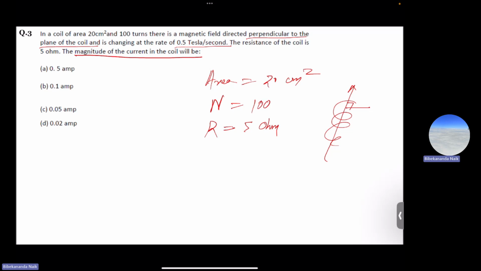This question is a bit different from the questions that we have solved today, and then we will discuss what will be the correct answer.